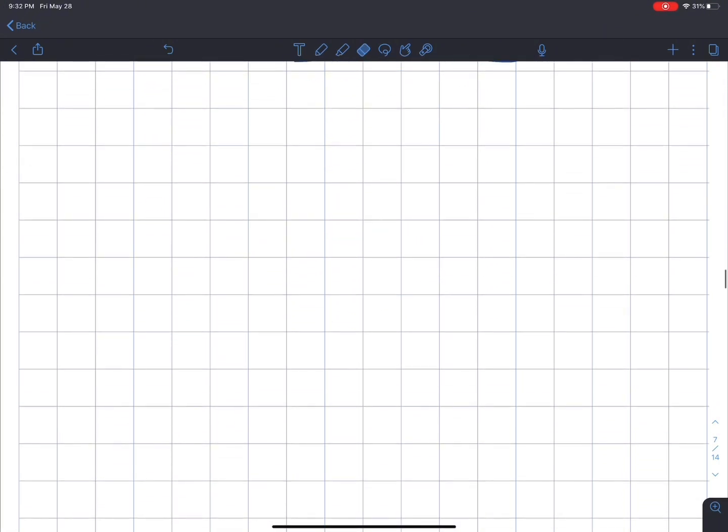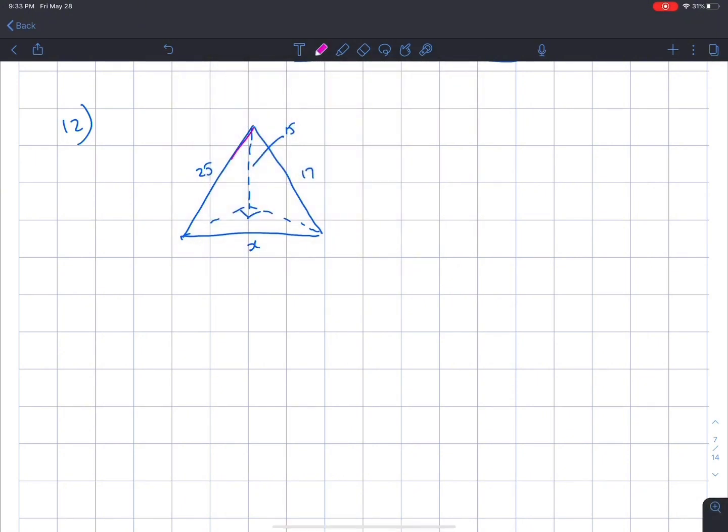And the last question is question 12. So this is just another 3-dimensional problem. 25, 15, 17, X. So we are trying to find X here. So we can first look at this pink triangle. We can say that 15 squared plus A squared equals 25 squared, where I'll call this A. So A squared equals 25 squared minus 15 squared.